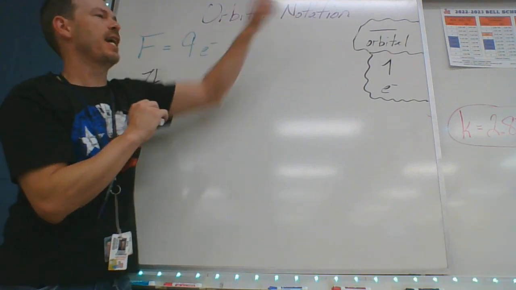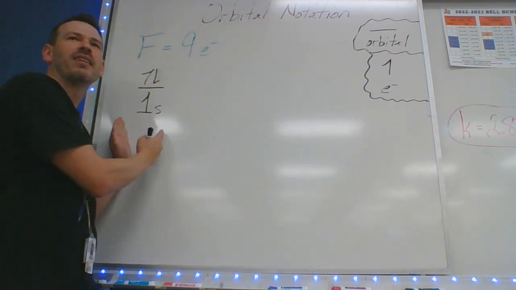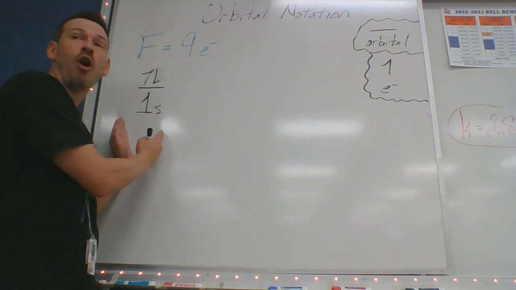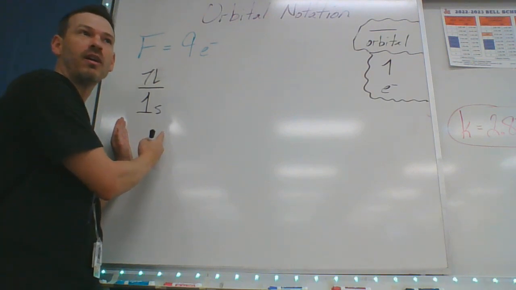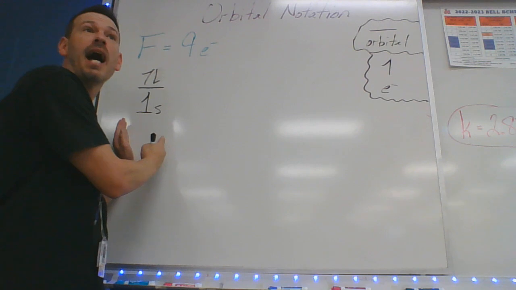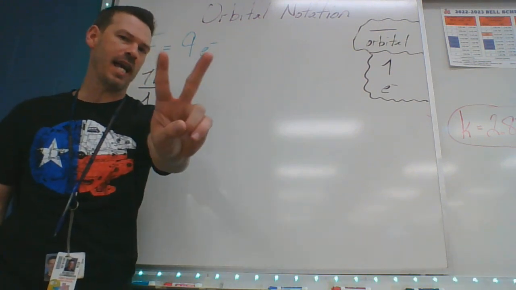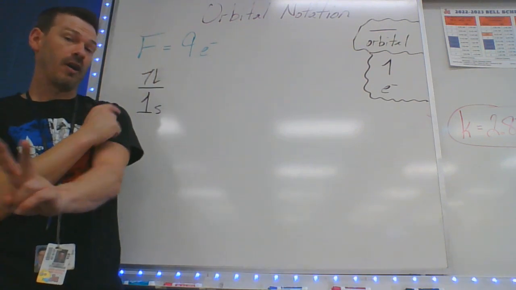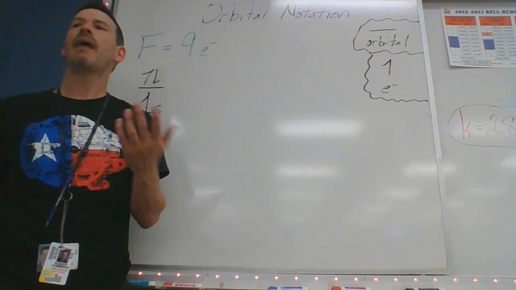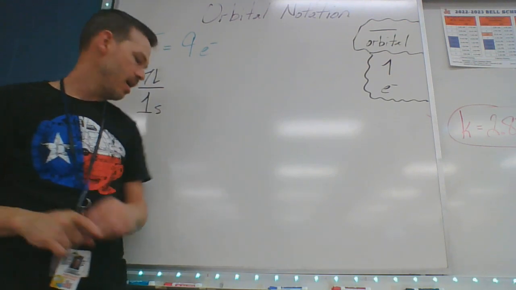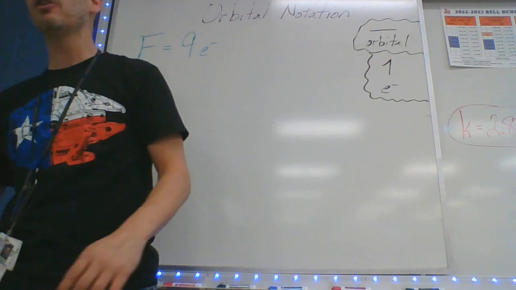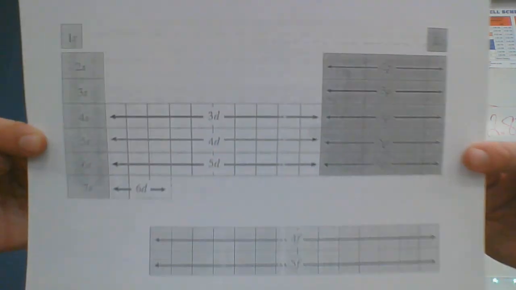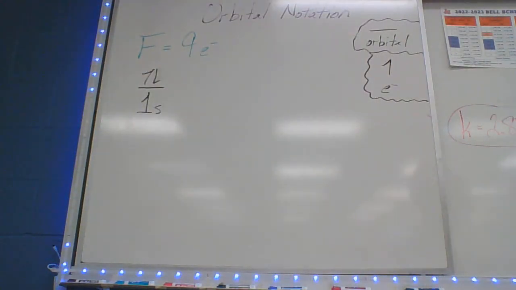Whose orbital notation is this? Which element on the table have we drawn the orbital notation for? Helium. Yeah, because if you look at your table, helium only has two electrons, and there they are. But we don't get to stop at helium's configuration because we're doing fluorine. And here's where your cheat sheet is going to help you out.